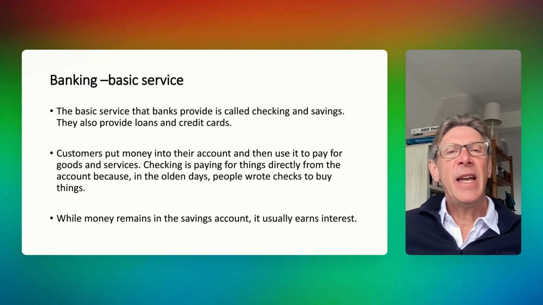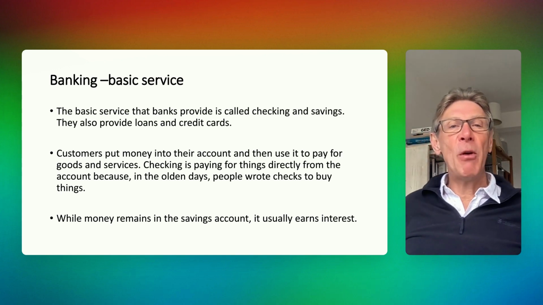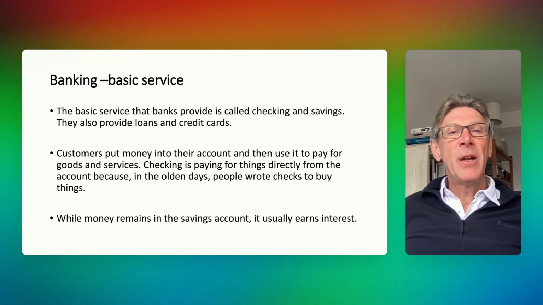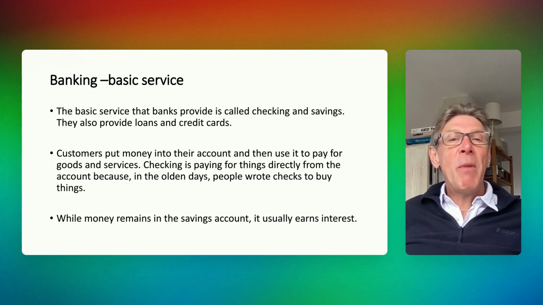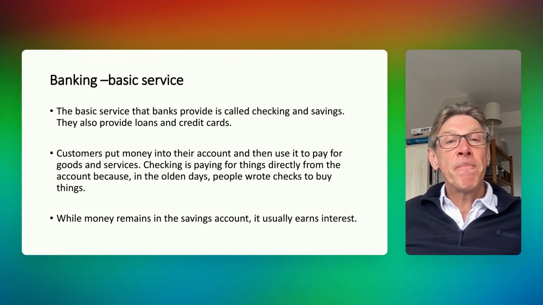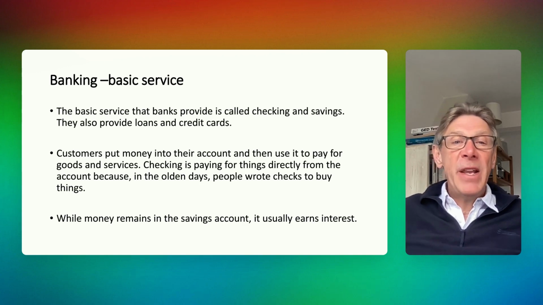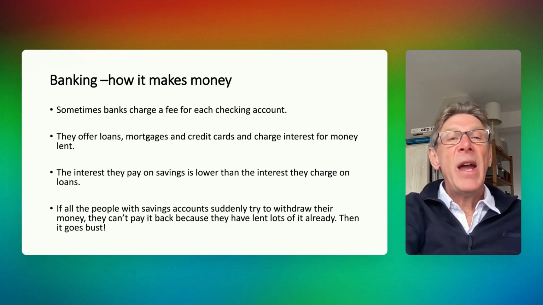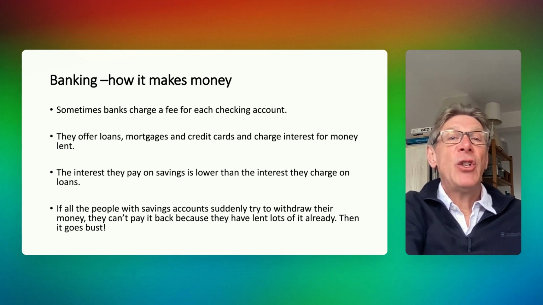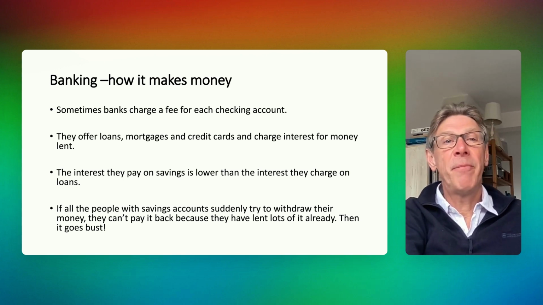So checking is paying for things directly from your bank account. In the olden days, people wrote checks to buy things, which we don't really do now. You might use a card, your debit card or your credit card, to do that. Money remaining in the savings account usually earns interest. The way that banks make money is they might charge you a fee to have an account with them. They offer loans, mortgages and credit cards, and charge high rates of interest for the money lent.